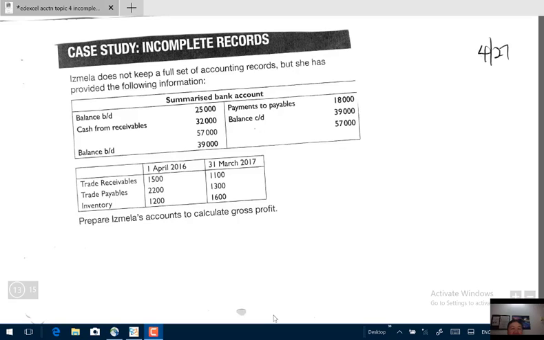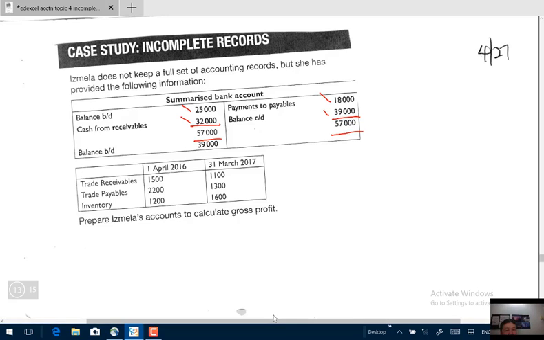Ismella does not keep a full set of accounting records. She has provided the following information. So what we have is a bank book, and in a bank account we can see the opening balance. We can see cash received from the trade receivables, payments that we pay the trade payables, and the closing balance. So we have the opening balance in the bank account, closing balance, payments to suppliers, and cash received from receivables, from the customers.